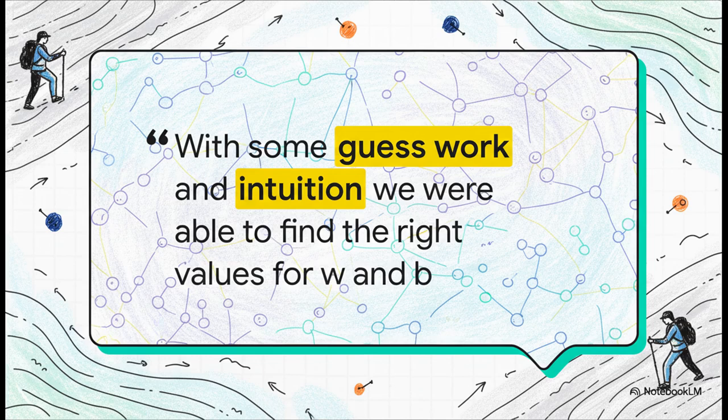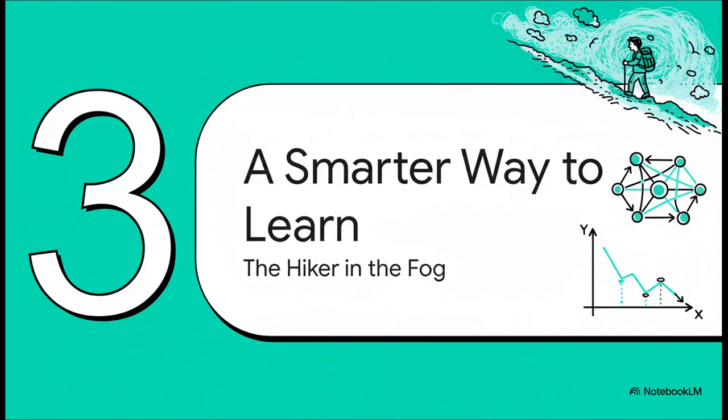So it actually worked. Just by guessing and kind of following our gut, we got really, really close to the right answer. But you can probably see the problem here, can't you? This is slow. It's clunky. It relies on a whole lot of luck. For a network that has billions of these knobs, just guessing is completely impossible. There has to be a better way. And of course, there is.